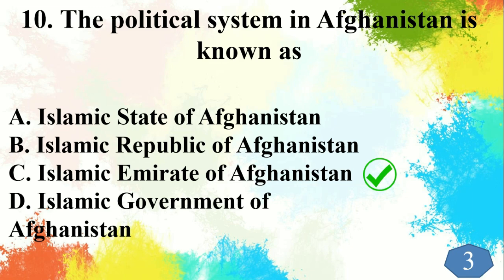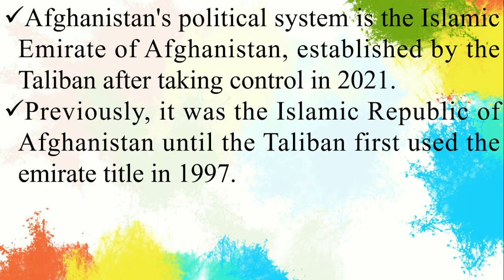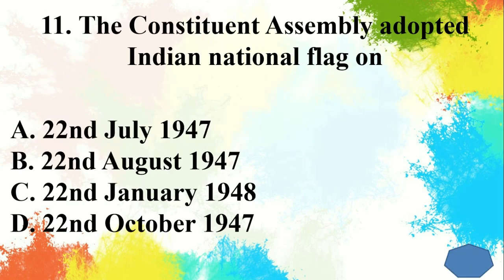Answer: Islamic Emirate of Afghanistan. Afghanistan's political system is the Islamic Emirate of Afghanistan, established by the Taliban after taking control in 2021. Previously, it was the Islamic Republic of Afghanistan until the Taliban first used the Emirate title in 1997.